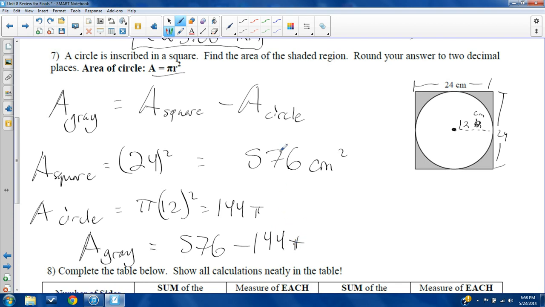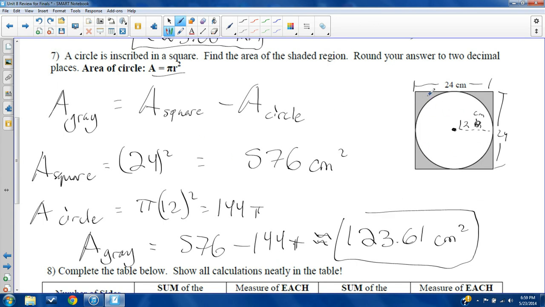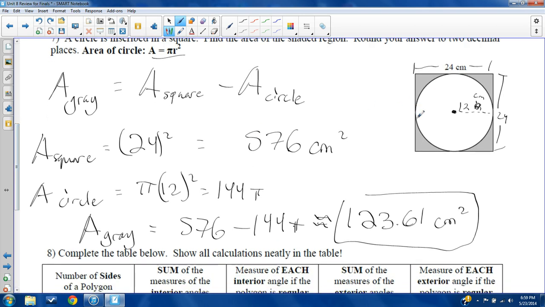Now they ask us to round it to two decimal places. Now that's where I got to do this, 576 minus 144 times pi. There's the pi button. That is about 123.61 square centimeters. So the area of the whole thing is 576. The area of this part is about a quarter of it, about a fifth of it, something like that, right? So that's the area of that whole shaded region there.